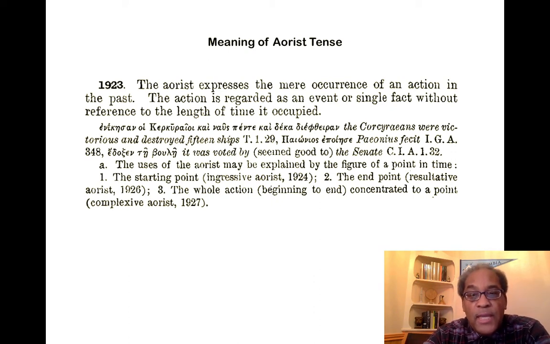At 1923a, the uses of the aorist may be explained by the figure of a point in time. And so you can have the ingressive aorist, which represents the starting point. You know, he became president on March such and such. You have the end point, which is the resultative aorist, or the whole action from beginning to end concentrated to a point in time. That's the complexive aorist that Smythe gives examples of at 1927, and which is represented in this example, enikesan hoi Kerkuraioi kai naus pente kai deka diephtheiran. Smythe's discussion of the tenses is quite elaborate, and you'll want to look at that far down the road. But for now, all you have to have is this idea that the aorist is a snapshot in time.